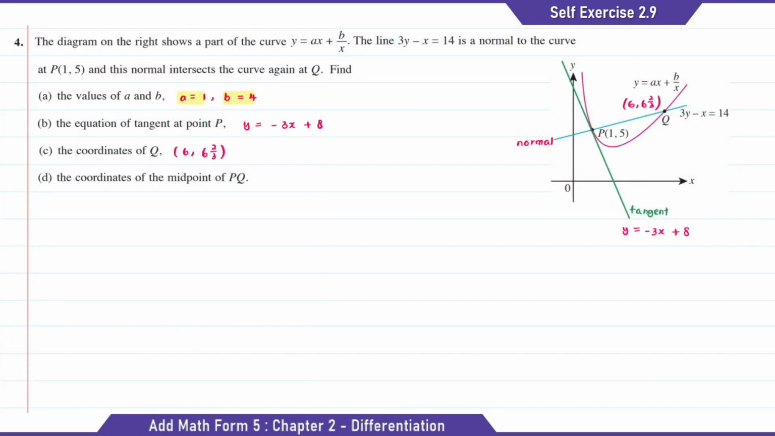Question 4d. Find the coordinates of the midpoint of PQ. Here we want to sum the x coordinates and the y coordinates of the points P and Q and divide by 2. It will be (1 plus 6) divided by 2 and (5 plus 6 and 2 over 3) divided by 2. This is equal to 7 over 2 and 35 over 6, or 3 and 1 over 2, 5 and 5 over 6.